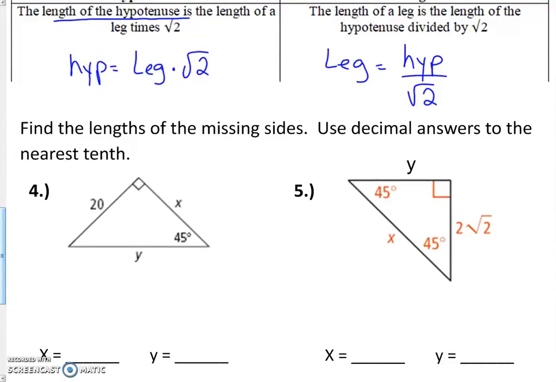All right, so find the lengths of the missing sides. Use decimals to answer to the nearest tenth. Make sure that you pay attention to what kind of triangle you have, because we're going to deal with a couple different triangles through the course of this.